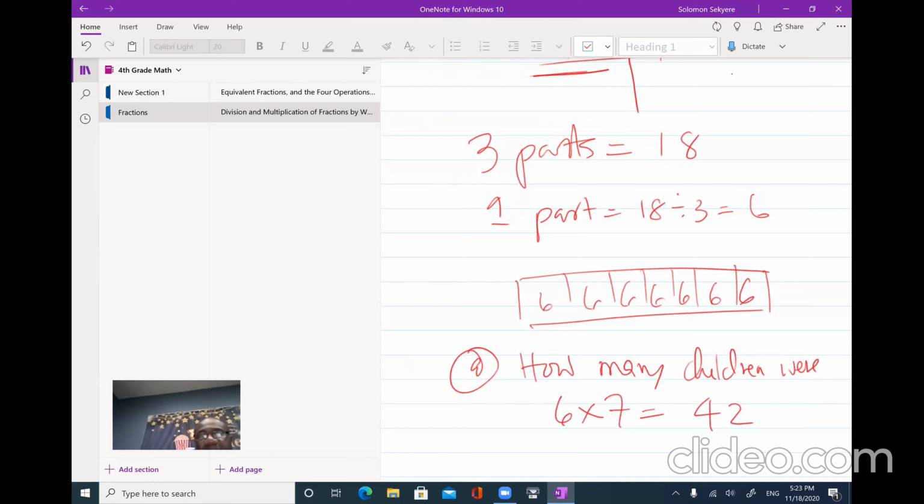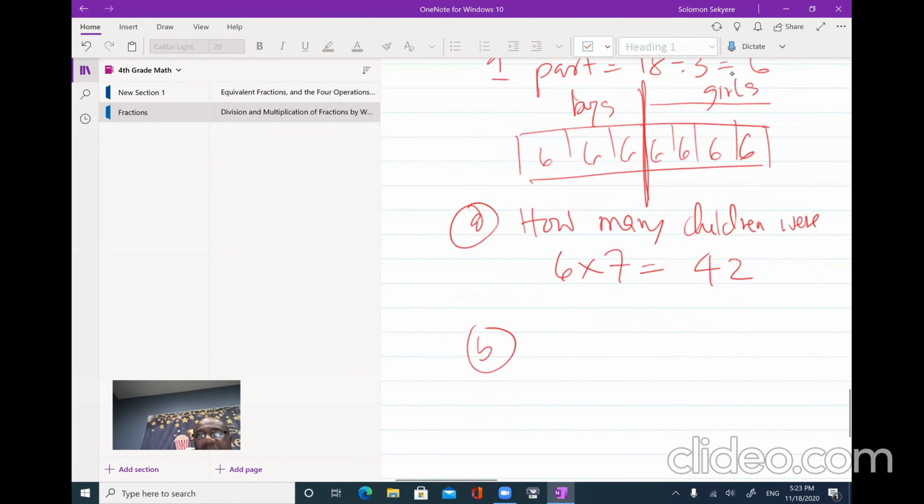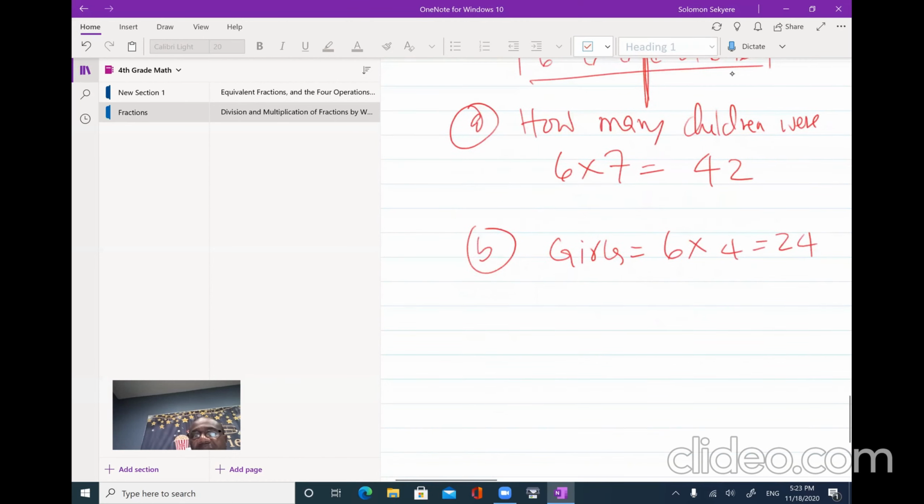How many girls were there? This is boys. 1, 2, 3. This is boys. That means this is what? 24. Yeah. So girls, because 6 times 4 is 24. Or you can say girls equals 42 minus 18, right? Right. Go on.